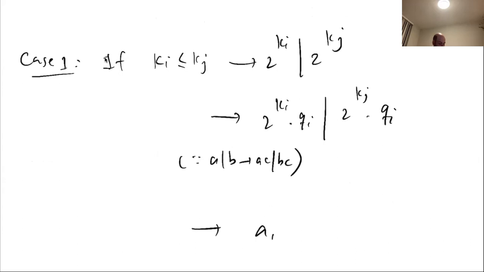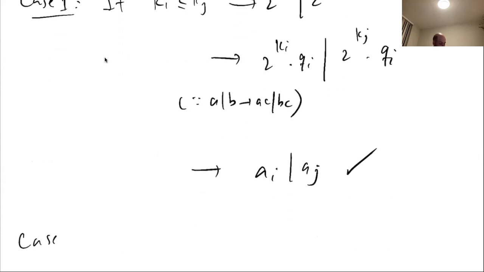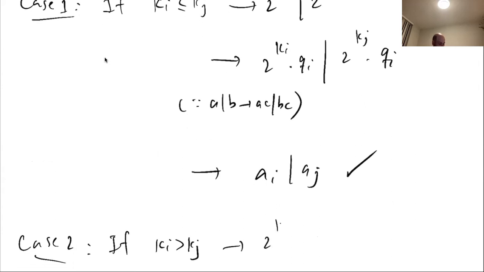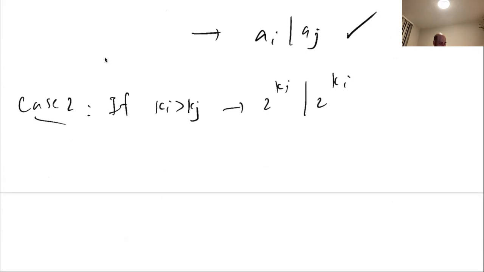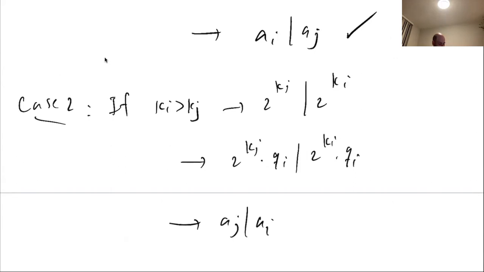And this means AI divides AJ. And similarly in case two, if KI is bigger than KJ, then I can say that 2 to the power KJ divides 2 to the power KI, right? 2 to the smaller power will divide 2 to the bigger power. And then this means 2 to the power KJ times QI divides 2 to the power KI times QI. And this means AJ divides AI.